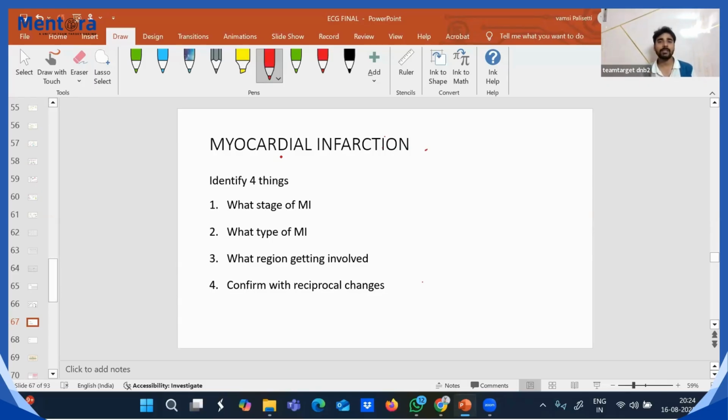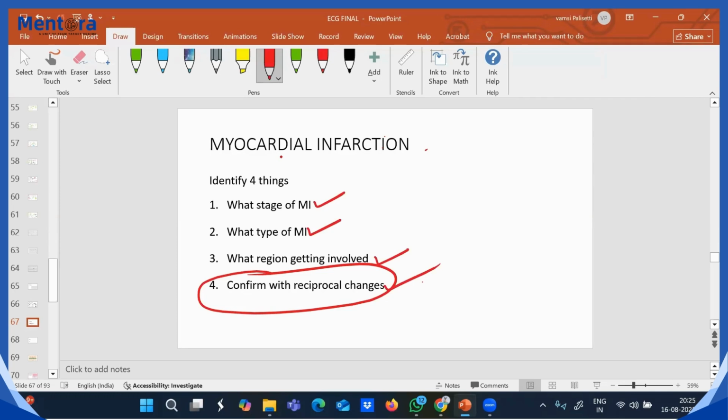Whenever you are seeing any ECG, if you are thinking MI, you have to identify four things. One is what stage of MI it is. Second is what type of MI it is. Third is what region is involved. Fourth is what the reciprocal changes are. We have to confirm MI with reciprocal changes. This point is very important. If there are no reciprocal changes, we cannot confirm it as MI. So we'll discuss this. Any issues with audio?